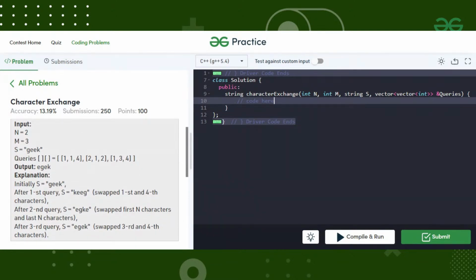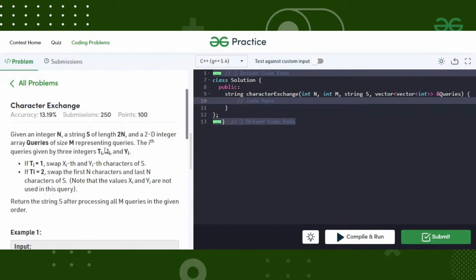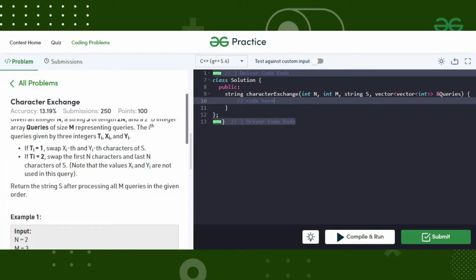See, the simple brute force approach is that you can just do the iteration again and again. You can keep swapping the characters again and again, right? That is the brute force approach. But let us see how we can avoid it. To have an optimal approach, see the query is given to us in three formats, that is ti, xi, yi. If it is 1, we simply need to swap xi and yi. And if it is 2, we simply need to swap the first n characters with the last n.